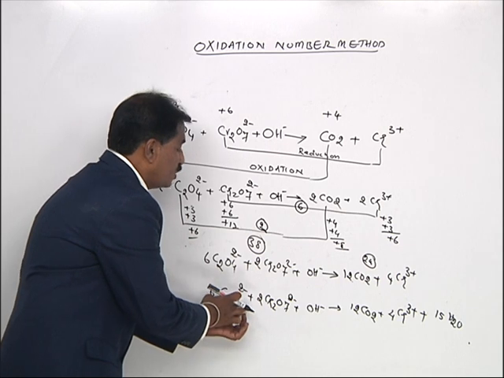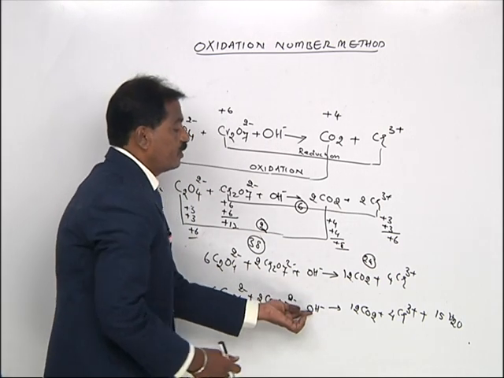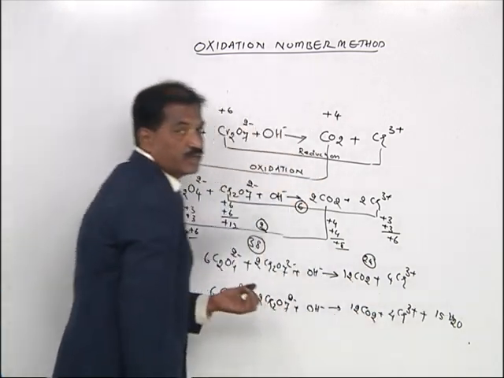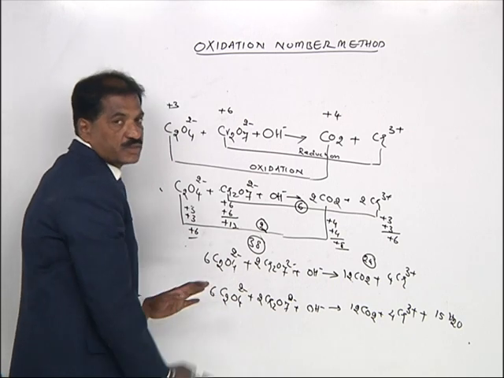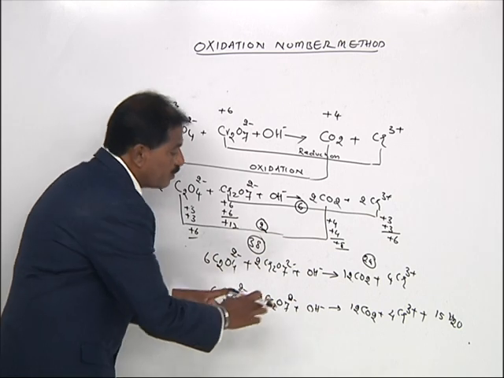Now, you cross check the total number of oxygen atoms here. Here already 24, here 14, 38 plus 1, 39. Here 24 plus 15, so 39. So, oxygen atoms have been balanced. Next, after balancing the oxygen atoms, then we have to balance the hydrogens.